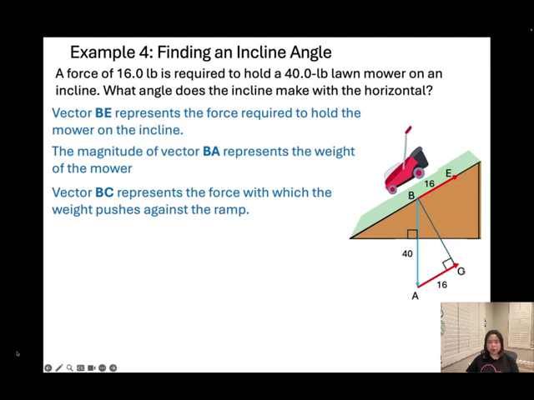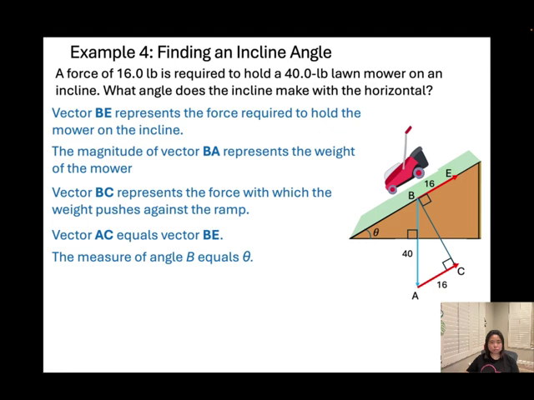Okay, now we create a right triangle here. And then vector AC equals the vector BE. We know that, right? Because we moved it from BE to AC here. And this is also the 90 degrees. Good. Now we want to figure out the incline angle, which is going to be theta. From the previous example, we know this theta will be equal to angle ABC. This is theta as well.